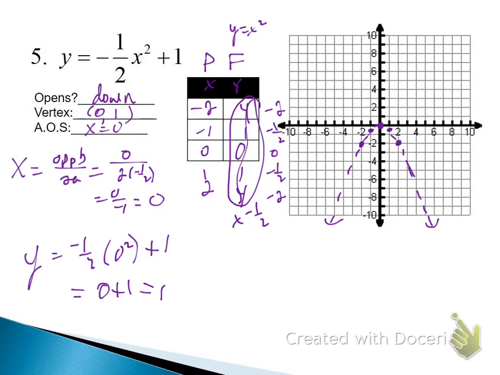It also means that we're going to shift every other point up one spot. So here, up one spot, up one spot, up one spot, up one spot. And there you go. So hopefully you got that.